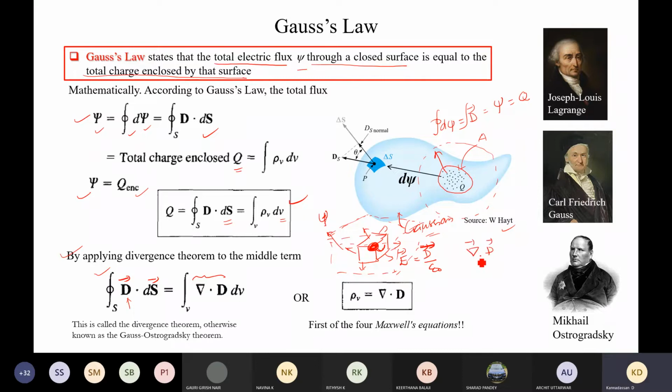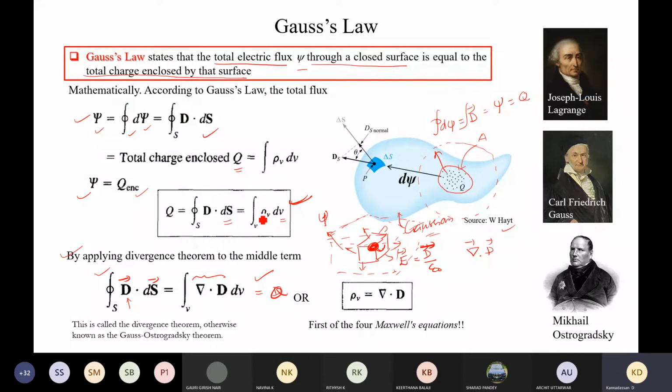We know what the del operator is: it is nothing but dou by dou x ax vector plus dou by dou y ay vector plus dou by dou z az vector. So if you integrate, then you can easily separate all the field components, and by integrating over that, this dot product will give a scalar one, and therefore if you integrate, you will get the total, which again is going to be this total charge itself. So that is what, and we can see that this is Gauss law and this is the divergence theorem.